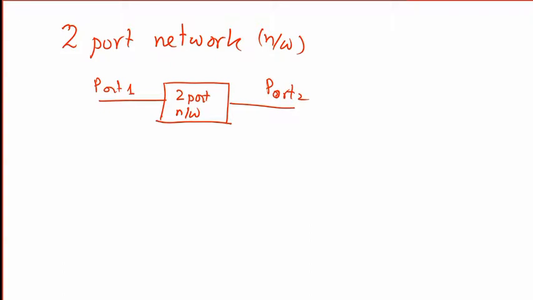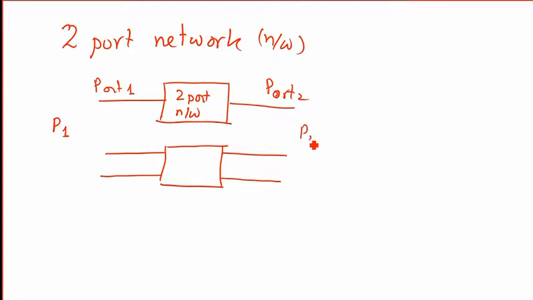Anybody, what is meant by port 1 and port 2? What is meant by ports? Anybody? Input and output. Yeah, the ports through which we can get an input or an output. We call it a port. So now consider that this is a 2-port network, and port 1 is indicated by 2 lines and port 2 is indicated by 2 lines. We call them P1 and P2.